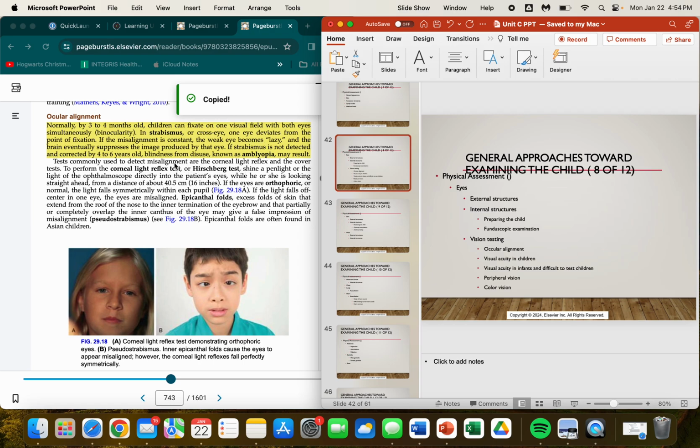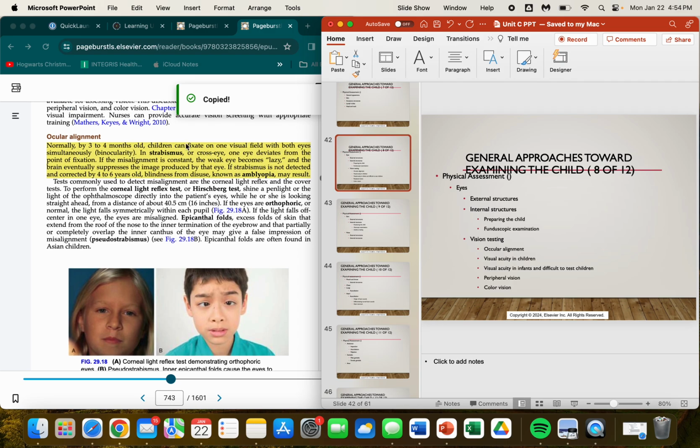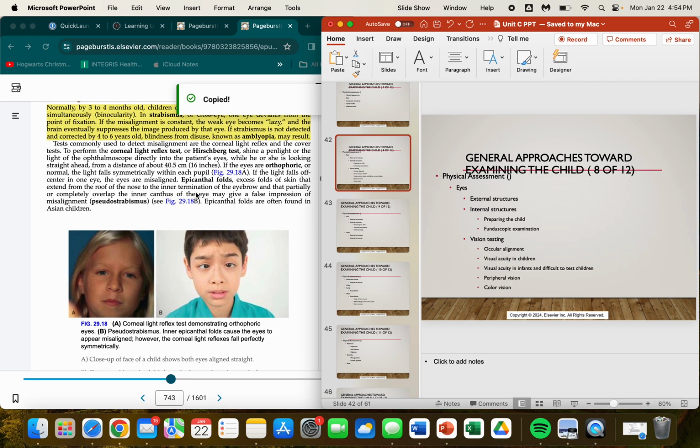And then the brain eventually suppresses the image, and if that strabismus is not detected and corrected by 4 to 6, it can actually cause blindness from the disuse of that eye. So that's something that is actually important to note. So strabismus is an important piece of an assessment, or at least to make sure that we note that and report that to the appropriate person.